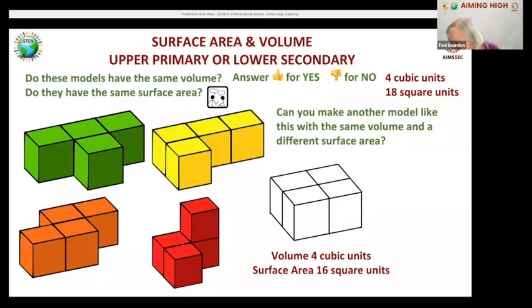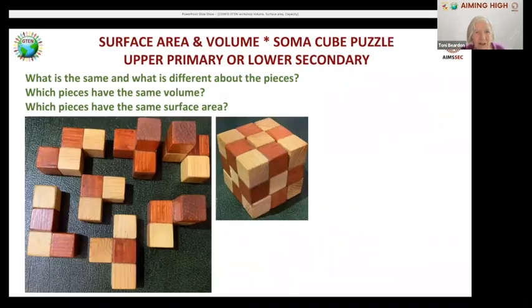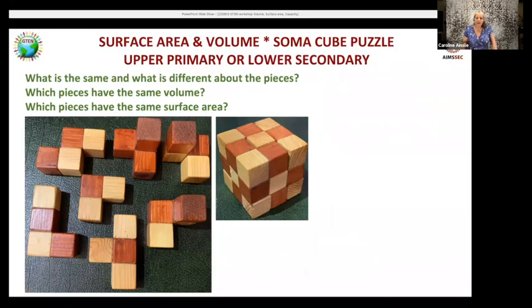So let's move on and talk about this puzzle. The Soma cube is absolutely, I'm sure Zach and his team use this. It is so rich in so many ways. It is really worthwhile creating one. Again, I use dice. I have 27 dice that I've stuck together in that pattern. First of all, what is the same and what is different about the pieces? If you can even get your learners to do the sticking, then they really get a feel for what's the same, how many cubes there are in the different ones, so which pieces have the same volume.